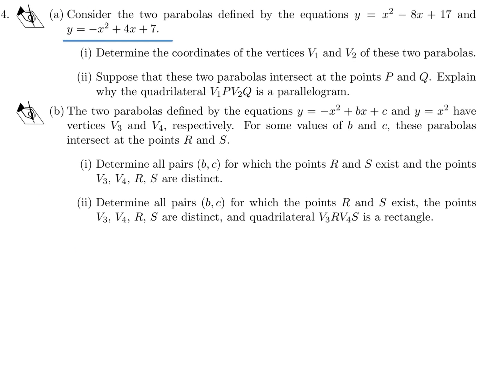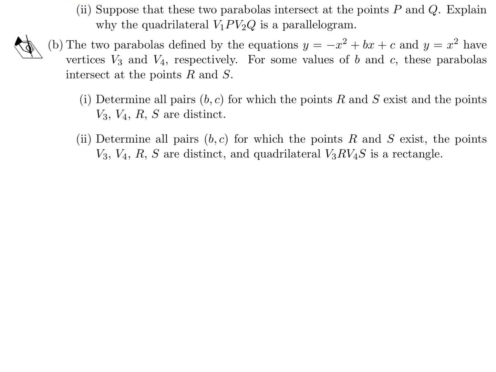Suppose that these two parabolas intersect at points P and Q. Explain why the quadrilateral V1PV2Q is a parallelogram. Okay. So, first thing we need to do is figure out what are the coordinates. So I'm going to set those two equal to each other to figure out their intersection points.